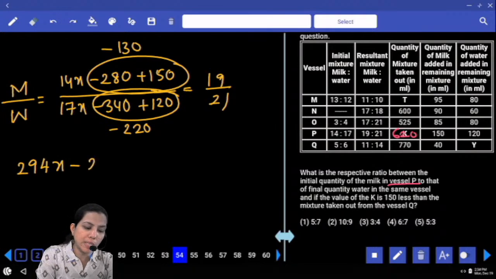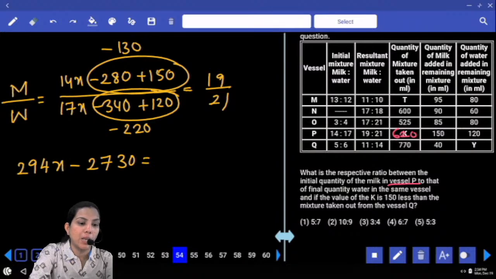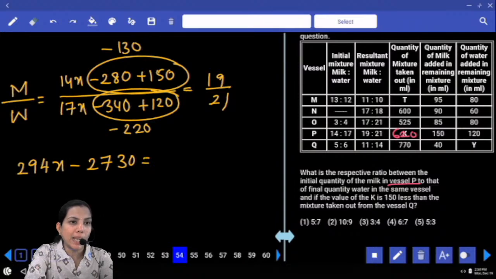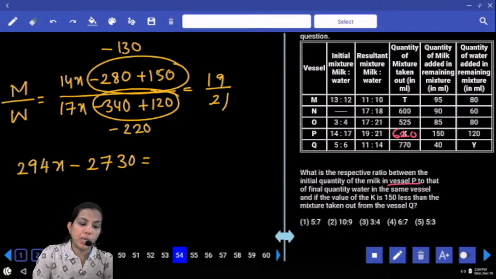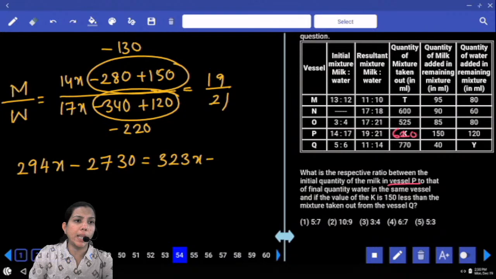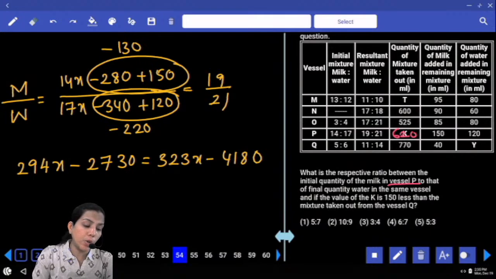2730. అంతేనా? 2730. నెక్స్ట్ వాల్యూ ఇస్ ఈక్వల్ టు 17 289కి ఇంకొక 34 యాడ్ చేయాలి. 289 ప్లస్ 34, 323. ఓకే, 323x మైనస్ వాట్ ఈస్ 19 into 22? 4180. అంతేగా, 4180. నెక్స్ట్, what is 323 and 294?